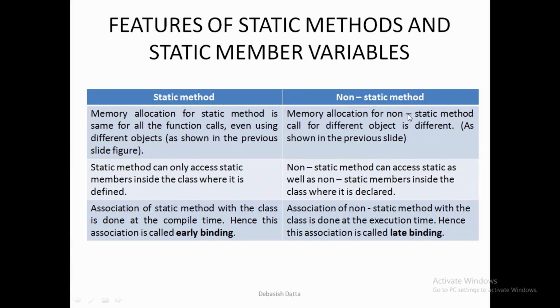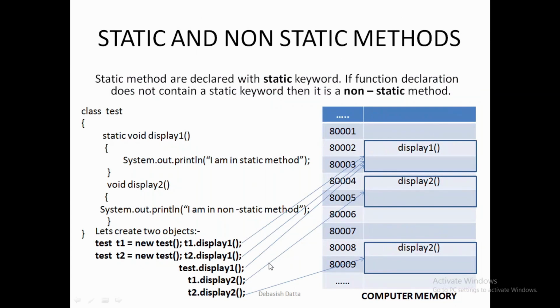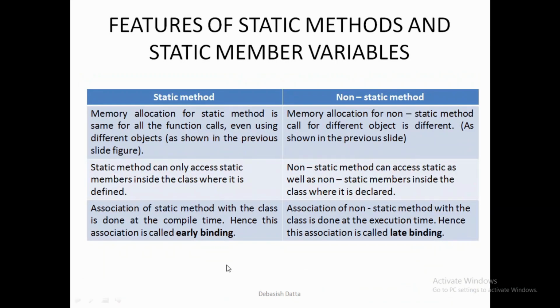But memory allocation for a non-static method call for different objects is different. Here display2 is a non-static method, and if we call the display2 function using two different objects, it is associated with two different memory locations. A static method can only access static members inside the class where it is defined, as we have seen in the program just a few minutes back. A non-static method can access static as well as non-static members inside the class where it is declared.